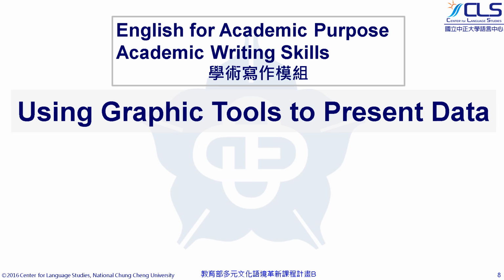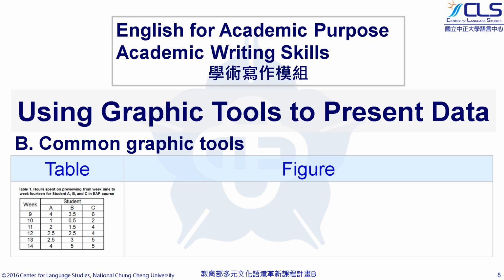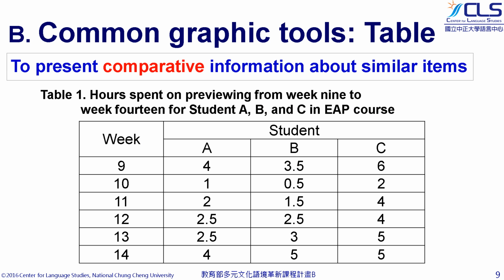Next, we will learn more about the most common graphic tools, tables and figures. For figures, we will focus on the line graphs, the bar charts, and the pie charts. Tables are used to present comparative information about similar items. As can be seen, Table 1 compares the hours spent on previewing for 3 students.